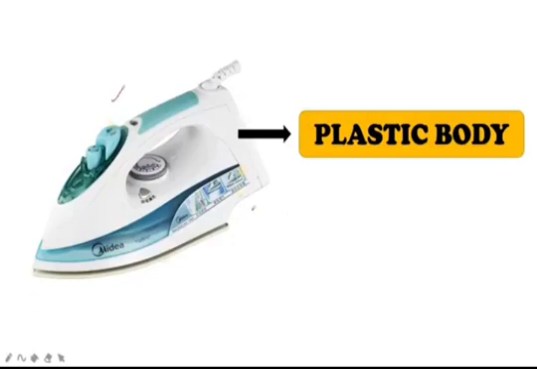Look here, the iron box also. The covering body is a plastic body. Why? Otherwise you will get an electrical shock if the outer covering were made of metal or other materials instead of plastic.